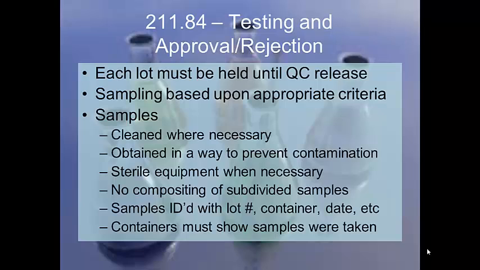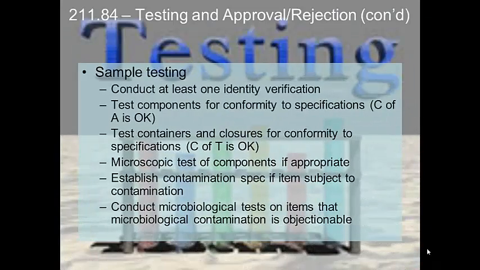Samples are identified with lot number, container, date, etc. Containers must show the samples were taken. That's why you see the containers that say "sampled" on them, and that is clearly indicating that this container was sampled. 84, continuing with this one. This is a long one.